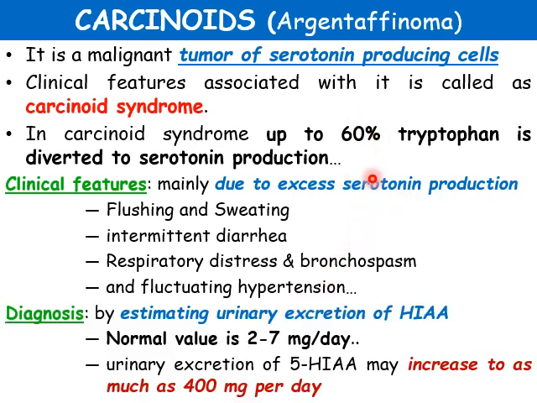This can be diagnosed by estimating the urinary excretion of 5-hydroxyindole acetic acid. We have seen that the serotonin gets converted into 5-hydroxyindole acetic acid with the help of MAO, that is monoamine oxidase, and that is excreted in urine. Normally it is 2 to 7 milligram per day, but in case of carcinoid syndrome, its excretion increases as much as 400 milligram per day. So it is a very important diagnostic test for the argentaffinomas or the carcinoids.